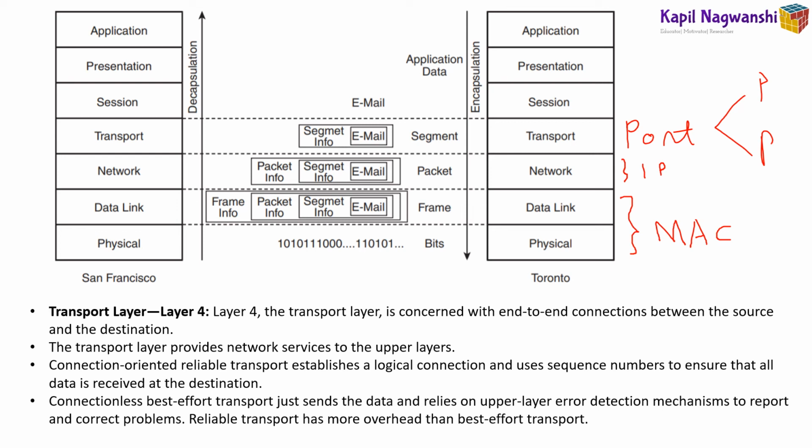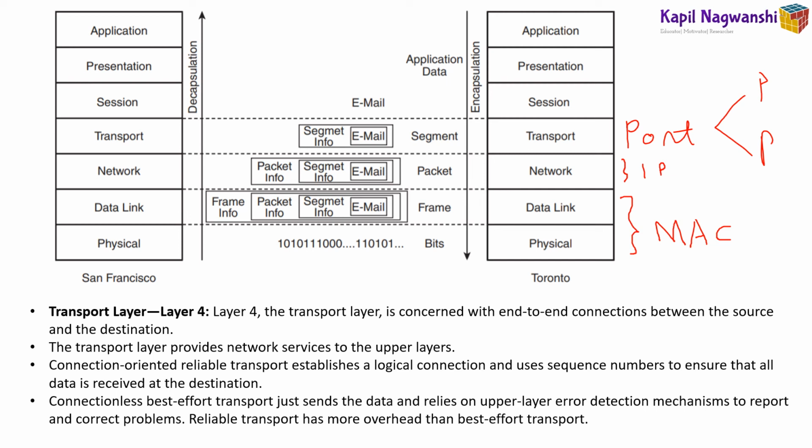Port numbers from 0 to 1023 are all reserved ports, meaning for a dedicated purpose. Like port number 80 is very common. Port number 80 is used for Hypertext Transfer Protocol. Okay, so the transport layer is concerned with the end-to-end connection. This is also an end-to-end connection between the source and destination.